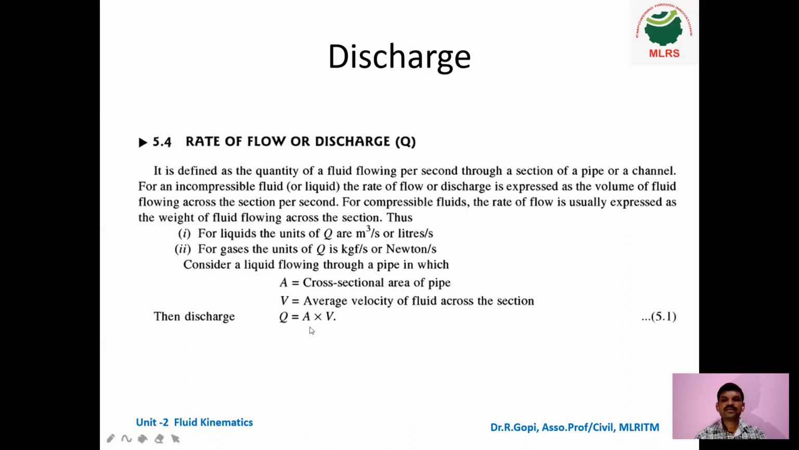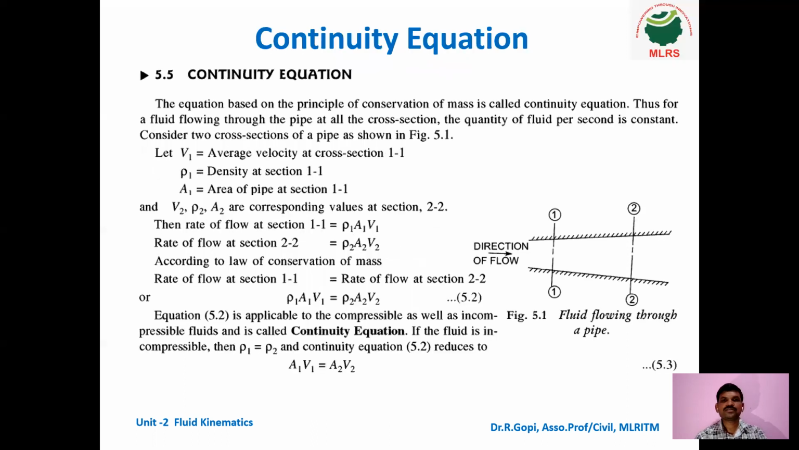Area of the pipe. We know that all the pipes have a circular cross section. So this formula again reduces, substituting the area formula: Q is equal to pi by 4 d square, where d is the diameter, into velocity. So this is the formula for the rate of flow or discharge.